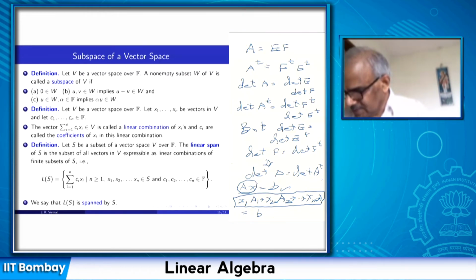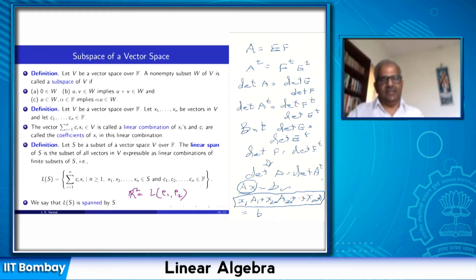So a simple example: R2 is the linear span of e1, e2. In the Cartesian plane, I have the unit vector i and unit vector j, and I take all possible linear combinations of i and j, I get all vectors in the plane. Or take the three-dimensional space R3. I have three unit vectors i, j, k, along the x-axis, y-axis, z-axis. If I take all possible linear combinations of these three unit vectors, I get the entire space.